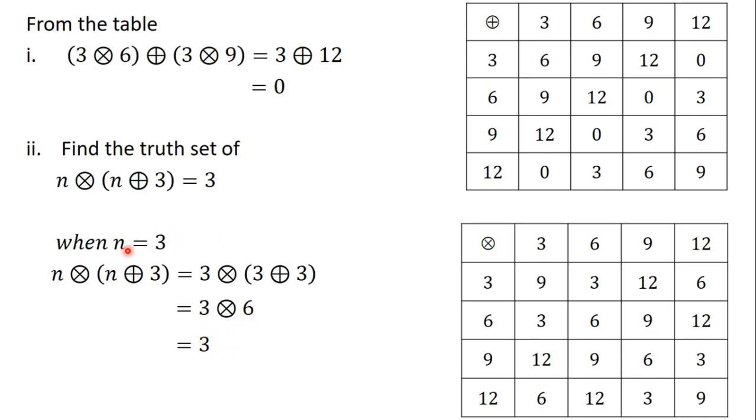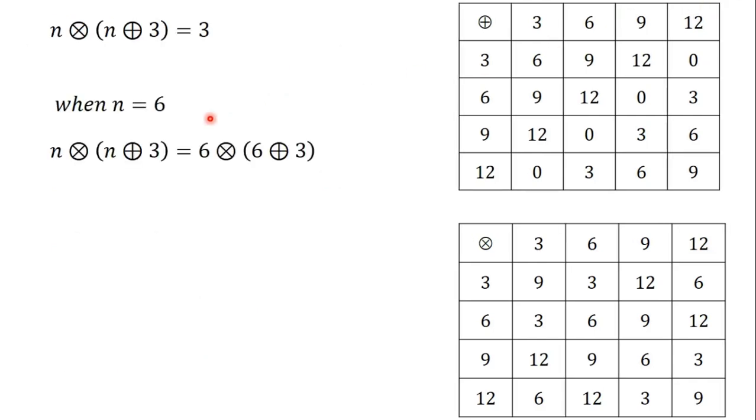We can see that n is equal to 3 satisfies this equation because when we substitute n is equal to 3 into the expression n times into bracket n plus 3, we are having a final answer of 3. So one of the numbers in this set that will satisfy the equation is 3. Let's try out the other numbers and see. The next one is when n is equal to 6.